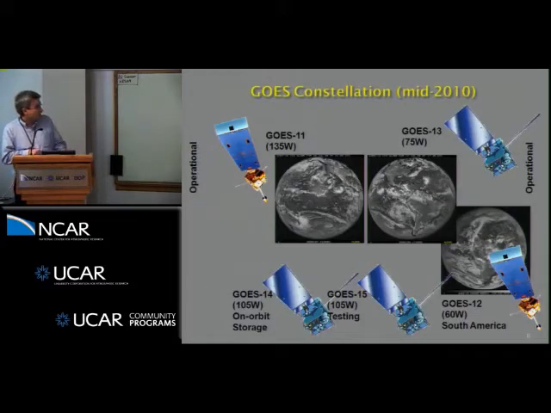The current GOES constellation goes east and west. There's two right now, and at least as of the summer, there'll be two spares as well as a satellite that we lent to South America to cover that. So we're pretty well stocked with geostationary satellites for the next couple of years.